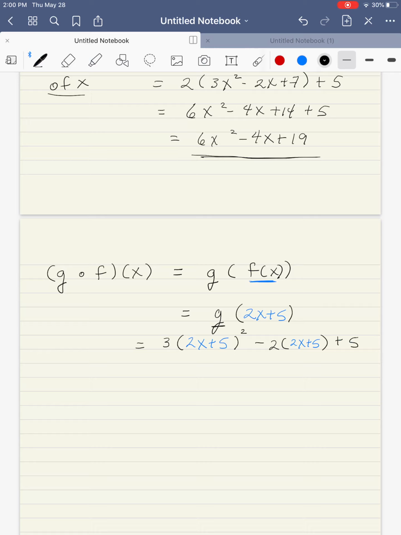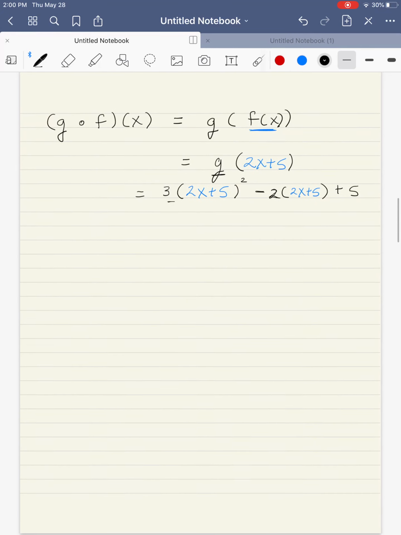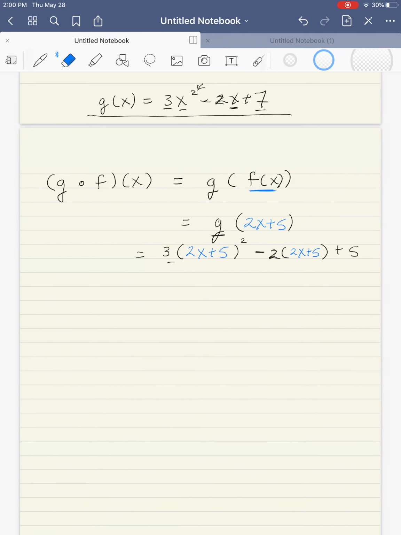plus 5. So if I'm looking at, I'm going to just jot down the g of x function here so we can see what it was, so it's all on the same page here. So if I'm looking at this function, I have the 3 times what replaces the x, 2x plus 5, all squared, minus 2, and then the 2x plus 5 is replacing the x, plus 7. And I see I made a mistake here. I'm glad I went back and checked that. Should have had a 7 there from the g function.